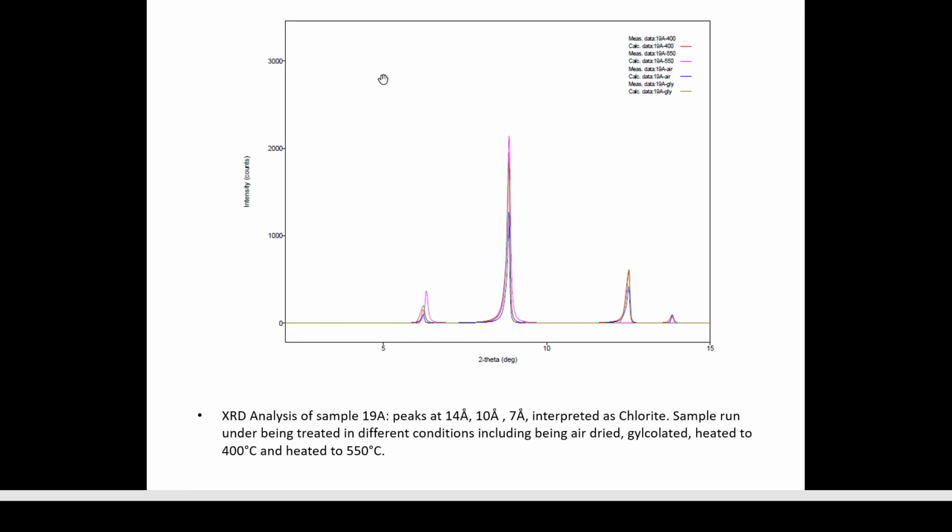So this is an example of our clay minerals. This is for analysis of 19A. We're finding peaks at 14 angstroms, 10, and 7 angstroms. These are being interpreted as a chlorite sample.